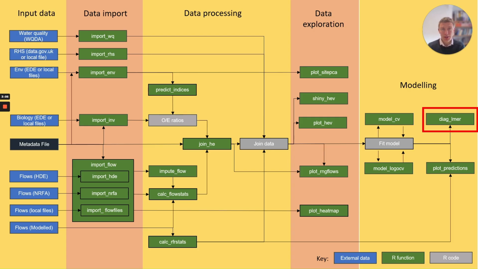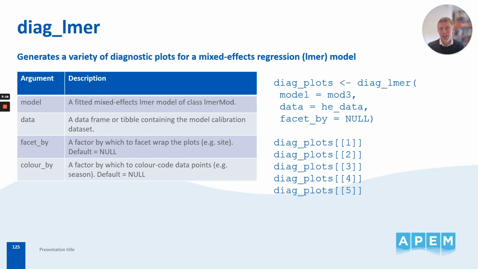Focusing on the first three of those assumptions, we're now going to look at a function in the HE toolkit which allows us to quickly validate and test those assumptions. The function is specifically designed to generate a variety of diagnostic plots for a linear mixed effects model, that is an LMER model. You can see from the code on the slide here that to run this function, we feed it the name of the model that we fitted to the data. This might be the final model that emerges from our model selection process. We also give it the calibration data set we've used to develop the model.